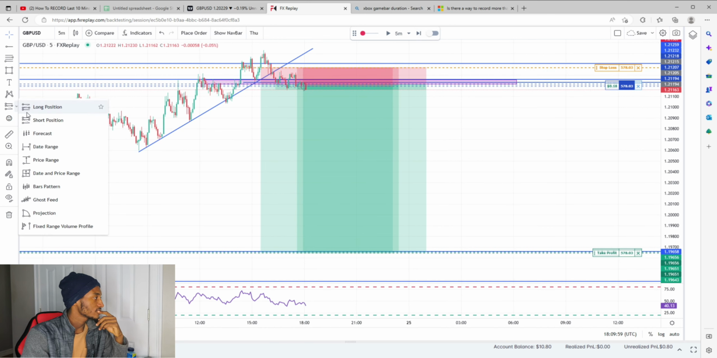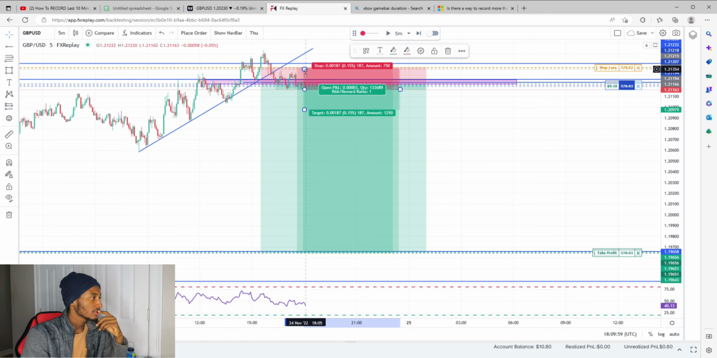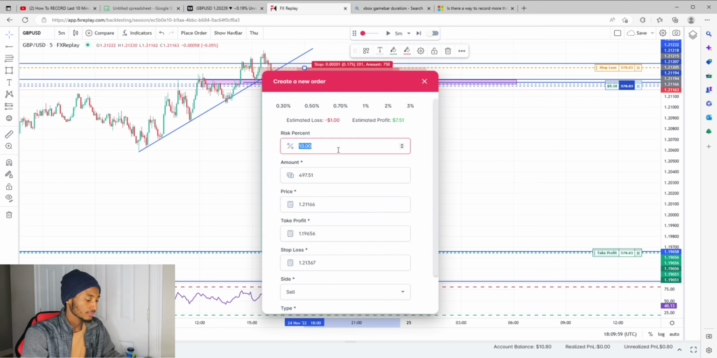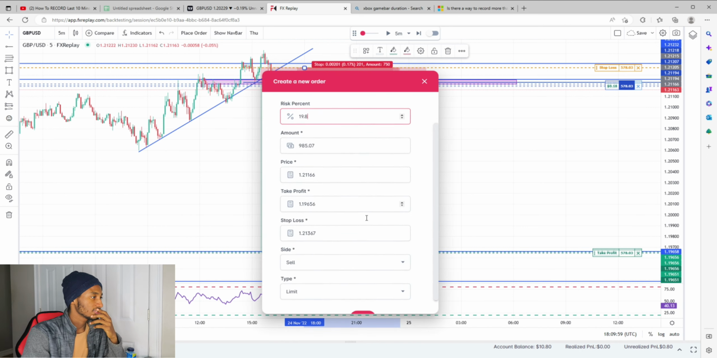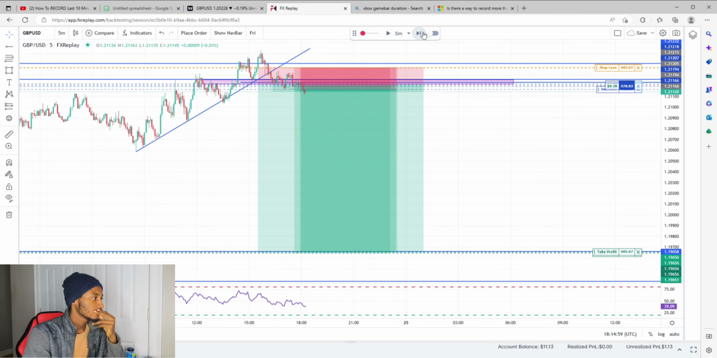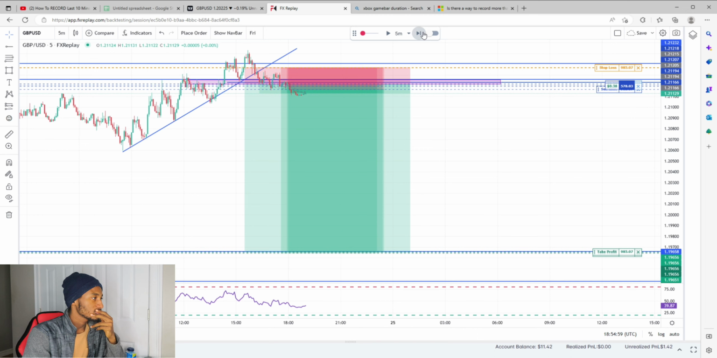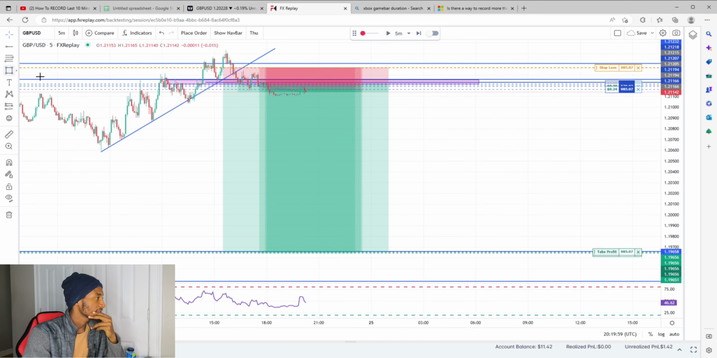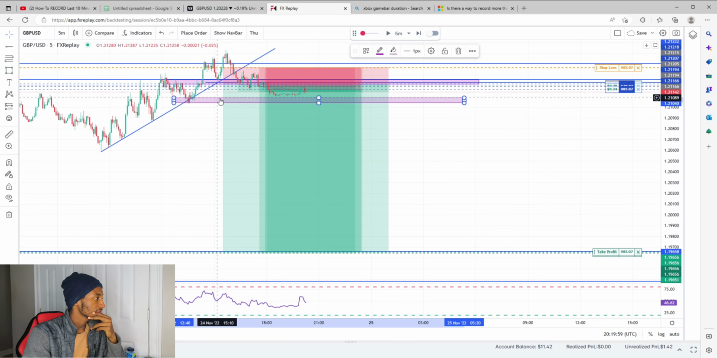So I'm gonna add another position, which is this time around. It looks like it's about to drop. So I'm gonna risk around 20%, which is $2. Save that. Hope it drops now. Let's see. Oh, it looks like it's respecting this level. It's respecting this level.